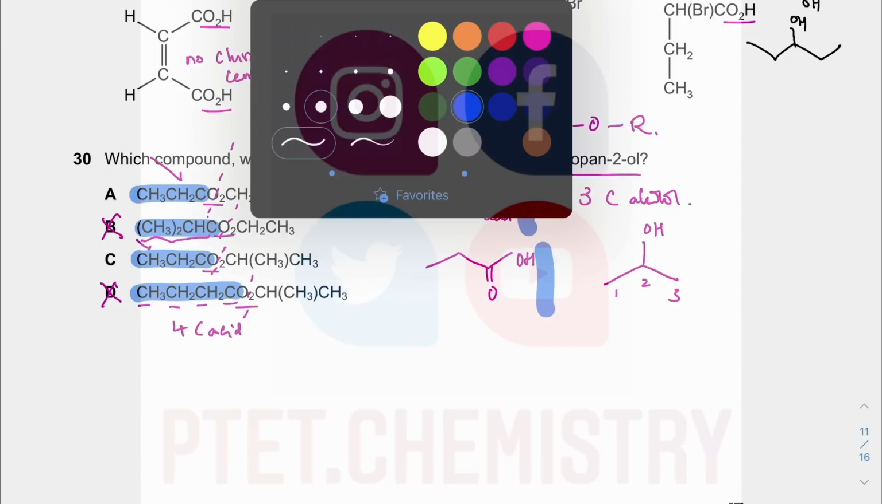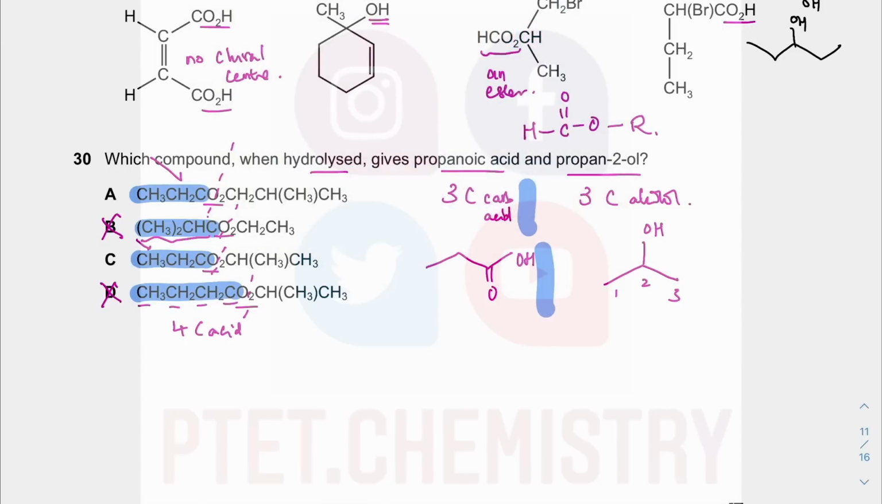Let's try a different color, green. I want a green color ink. So here you have 1, 2, 3, and 4. That is a 4-carbon alcohol. You can cross that out, okay? You only have a 3-carbon alcohol because propanoic acid plus propan-2-ol, 3 plus 3 is 6. 1, 2, 3, 4, 5, 6. Here, 1, 2, 3, 4, 5, 6, 7. Okay, I'm sure you can count that.